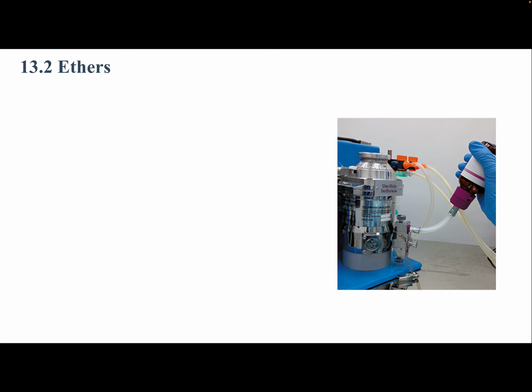Okay, let's talk about ethers. An ether consists of an oxygen atom that's attached by single bonds to 2 carbon groups. We can call them R1 and R2. Each of these carbon groups can be either alkyl or aromatic groups. So the learning objective here is to write IUPAC and common names for ethers, and to draw their condensed or line-angle structures.